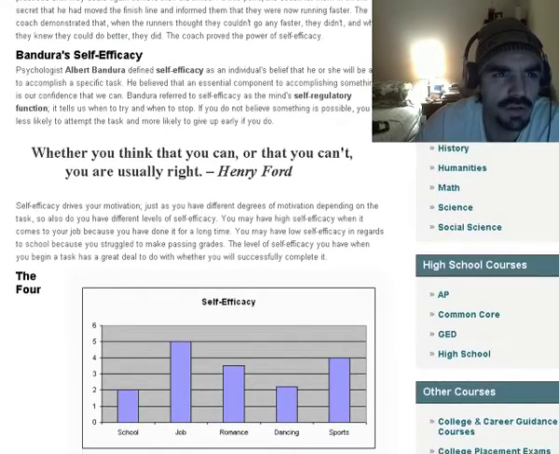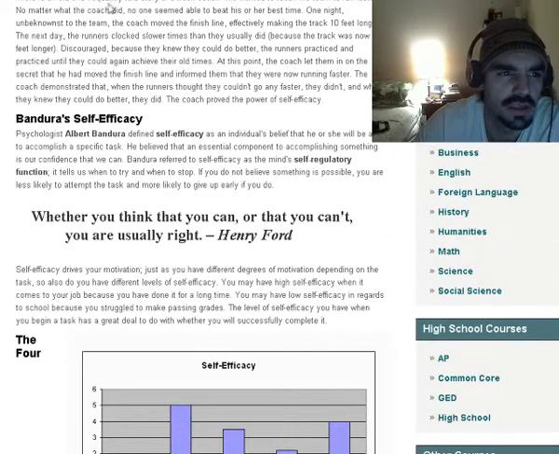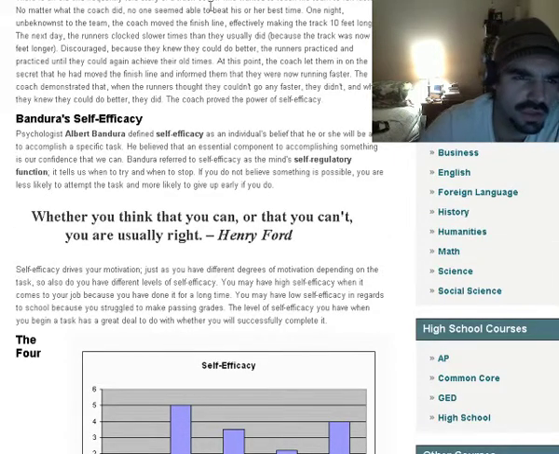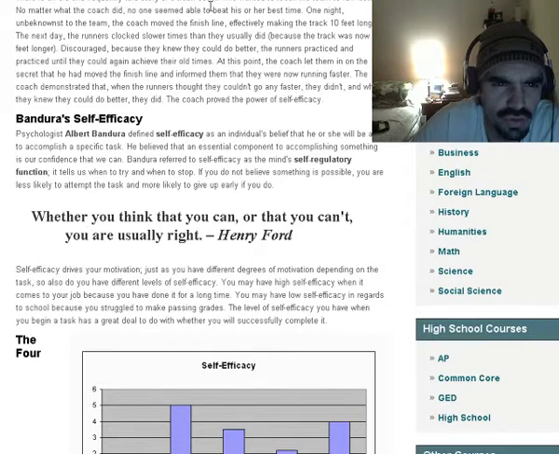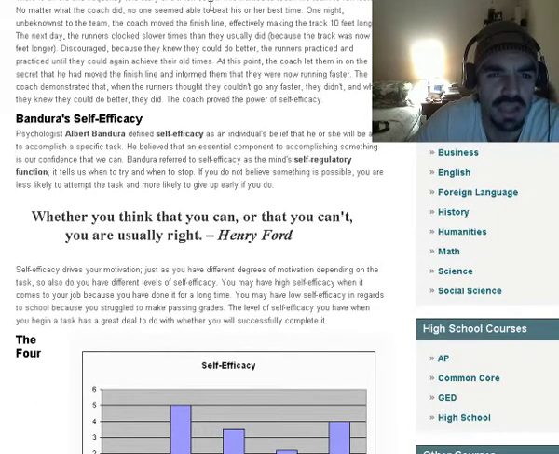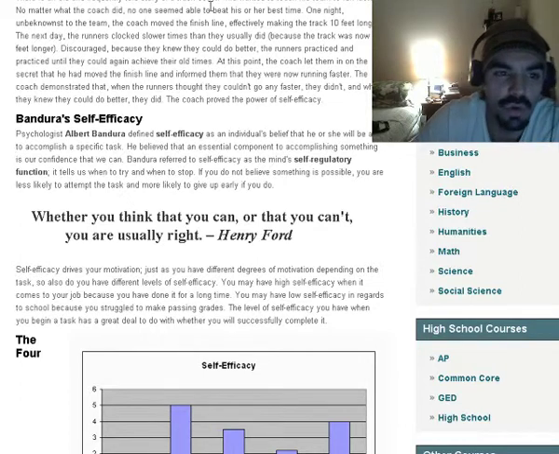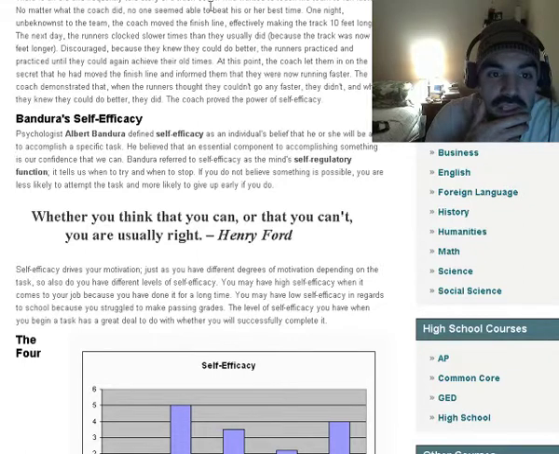The power of self-efficacy. There is an old and frequently told story of a track coach who wanted to teach his team to run faster. No matter what the coach did, no one seemed able to beat his or her best time. One night, unbeknownst to the team, the coach moved the finish line, effectively making the track 10 feet longer.